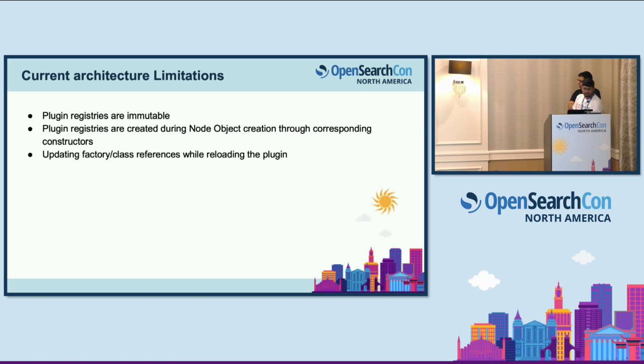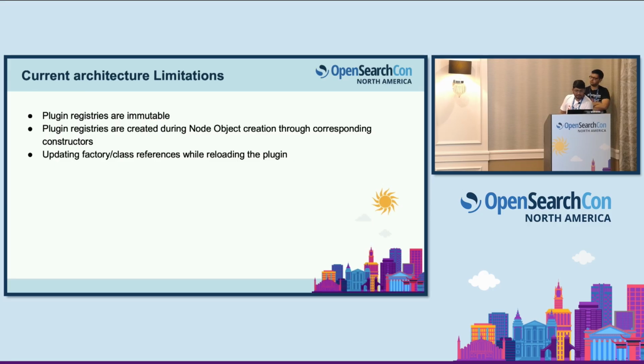Cool. With this architecture, we have certain limitations. The analysis registry that we just saw, where we are storing the mapping of these components to their implementations, is currently immutable. That's the first reason why we are not able to load a plugin at runtime, right? All of these registries are created at node bootstrap only, and once your OpenSearch process has started, they become immutable, and you cannot add anything further later on, even if you are able to load the plugin.